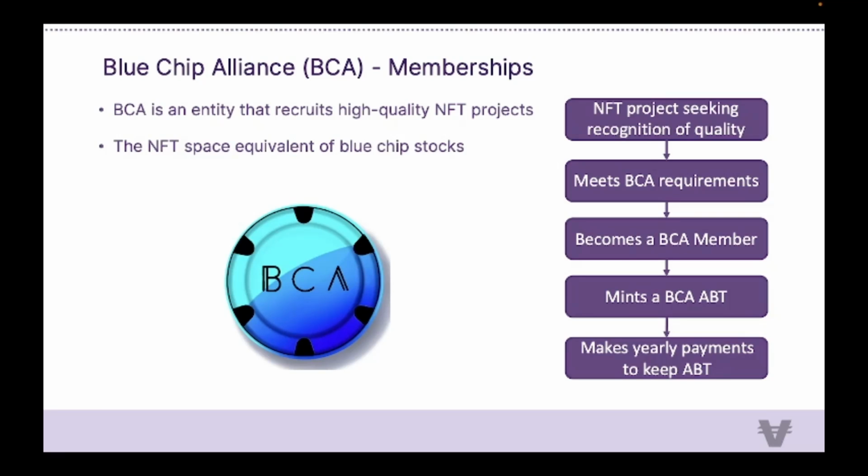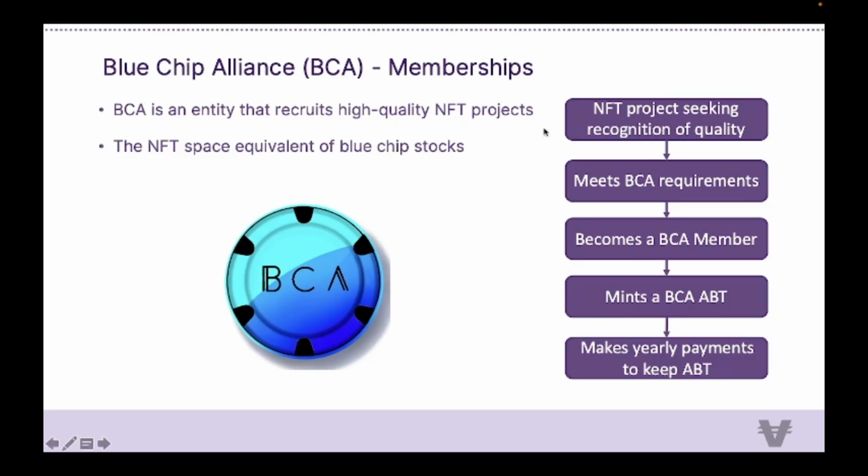Then one project that is using account-bound tokens is called the Blue Chip Alliance, and this uses ABTs in a membership program. And BCA is an entity that recruits high-quality NFT projects. So we probably have heard of blue chip stocks like Facebook, Amazon, Google, and these are called blue chip because they are high quality, they're reliable, and have constant or consistent growth over time. And the BCA wants to create the NFT space equivalent of those blue chip stocks.